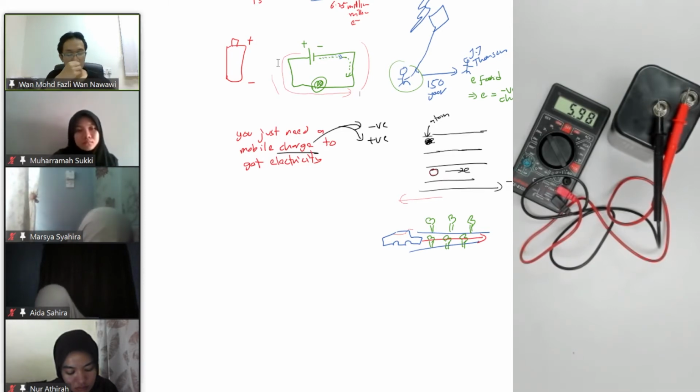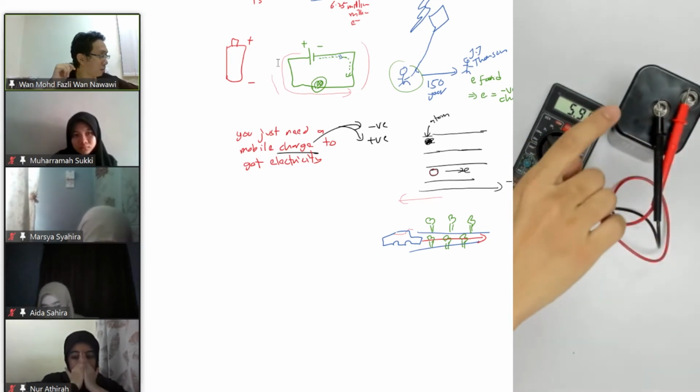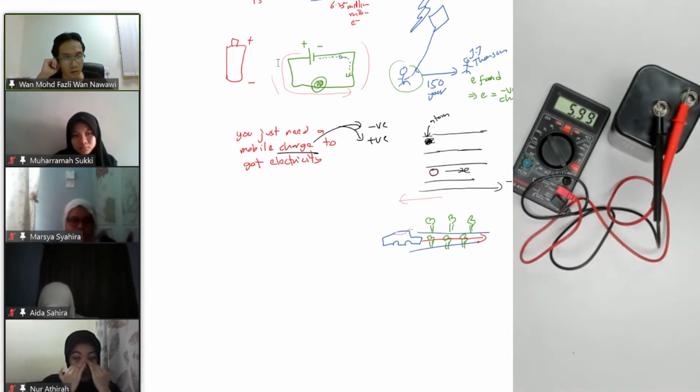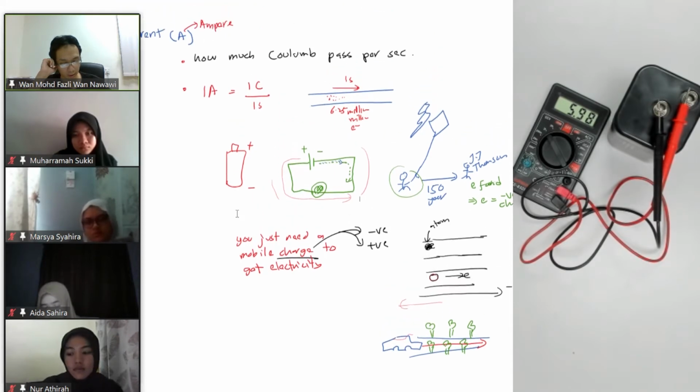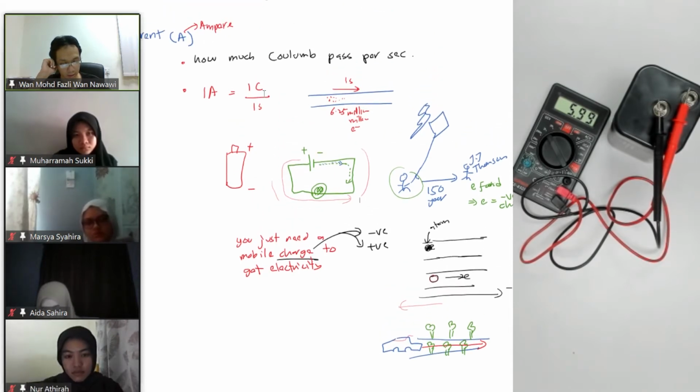Okay, so you can see there, that is 5.99, so that is 6 volt. If you add, for example, a lamp there, this is volt. You know about the volt, right? So let's talk about the ampere, the current, coulomb per second.